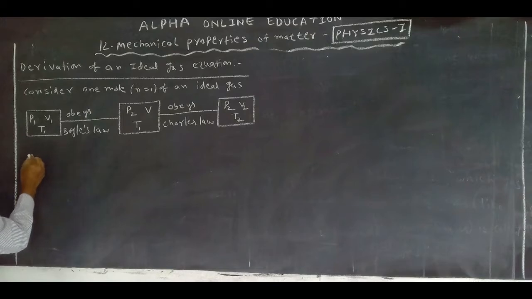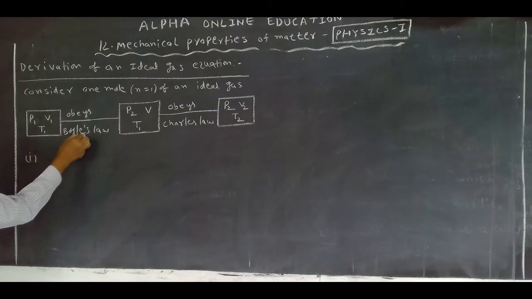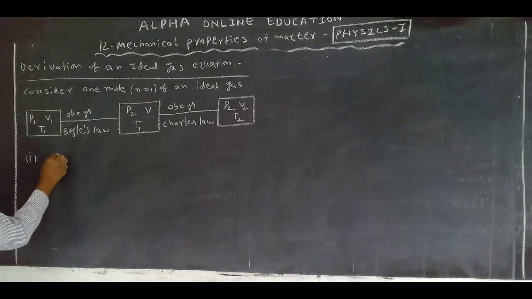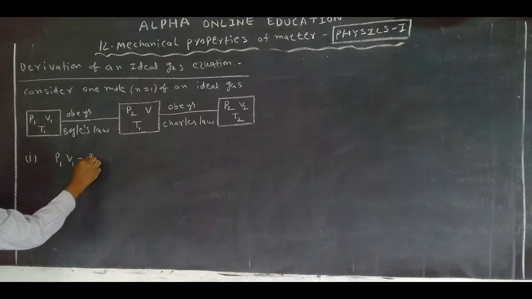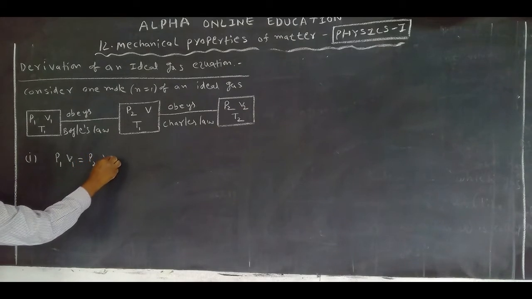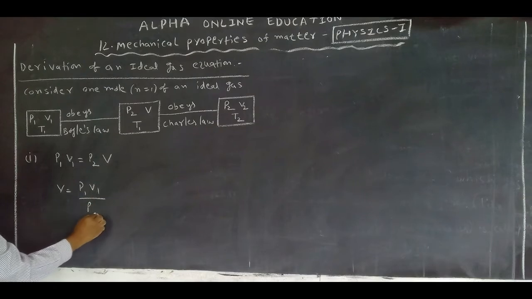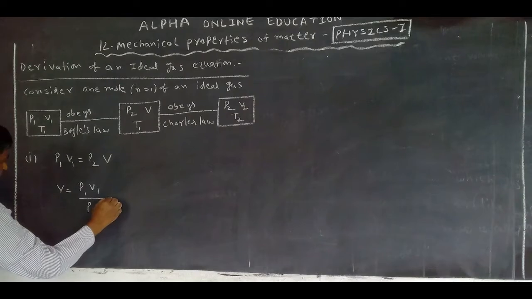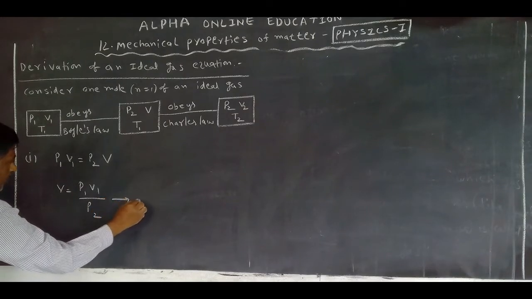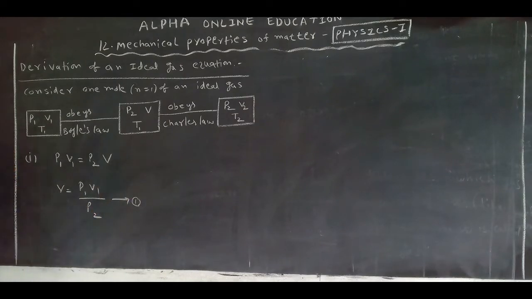Now let us see. Number 1, the first one is Boyle's law. What is the Boyle's law formula? P1 V1 is equal to P2 V, but here we take V. Now let us take V is equal to how much? P1 V1 by P2. In the first case we can take like this. Here it obeys Boyle's law. Let us take this as equation 1.